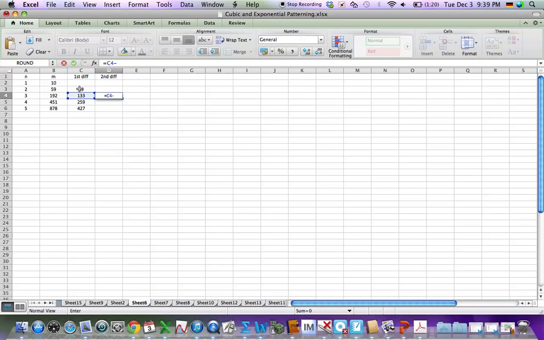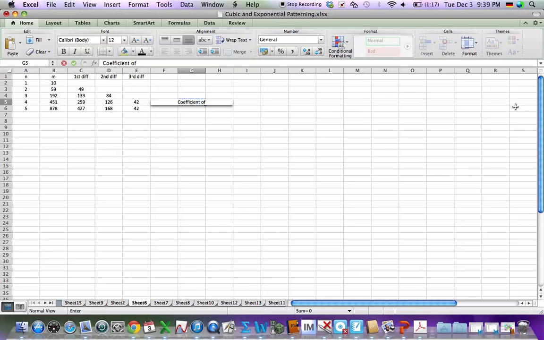This minus this. Still not constant, so it's definitely not a quadratic. Let's try the third difference. So equals this minus this. And the third differences are constant. Now if you remember, this is 6 times the coefficient of n cubed.